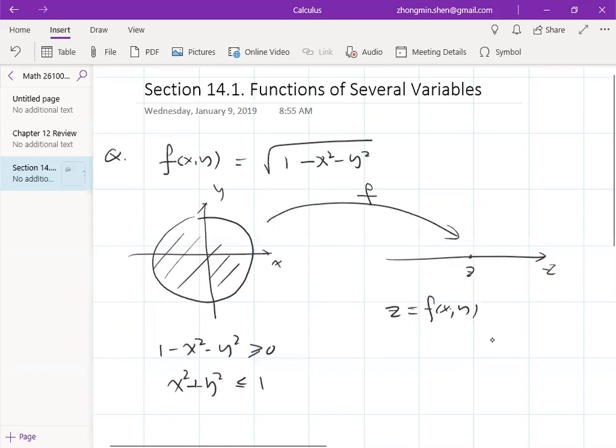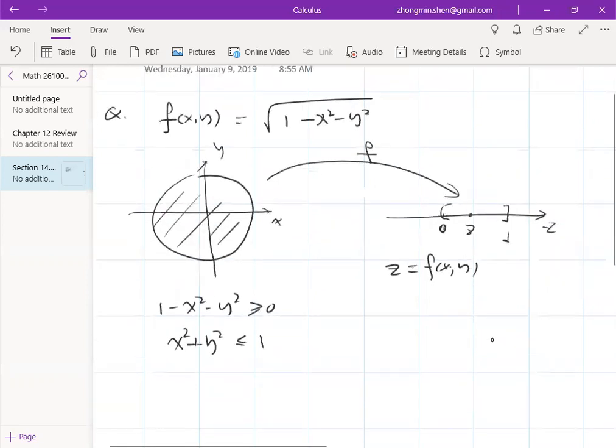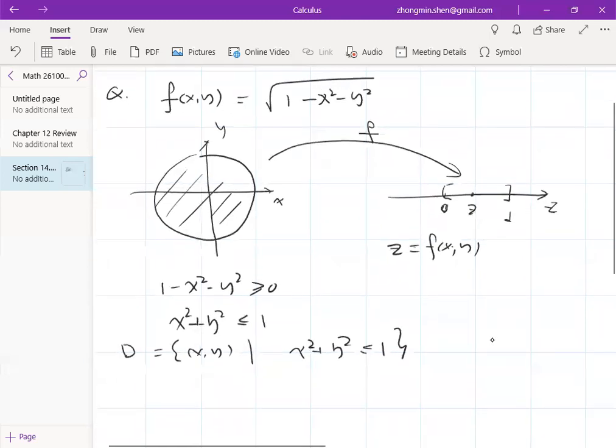Actually, the value here is always non-negative. It's between 0 and 1, right? The largest possible value is 1. The smallest possible value is 0. So this disk, I'm going to call it D. That's how to describe the disk: x squared plus y squared less than or equal to 1. We cannot use an interval to describe this disk.